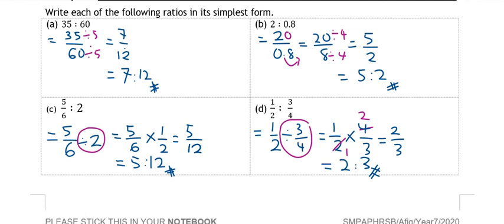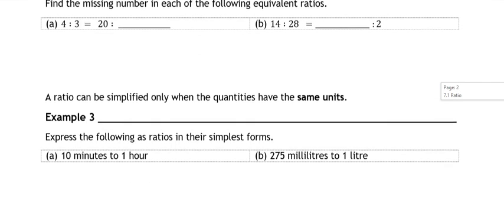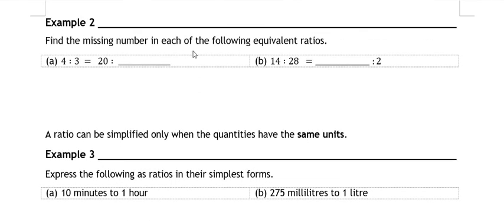Now let's move on to the next part. Here, example number 2. Find the missing number in each of the following equivalent ratios. Now, equivalent ratios, this is also using the same idea as equivalent fractions. So let's have a look here. A, 4:3 is equivalent to 20 is to what number? So here, don't be afraid. Just express this as a fraction.